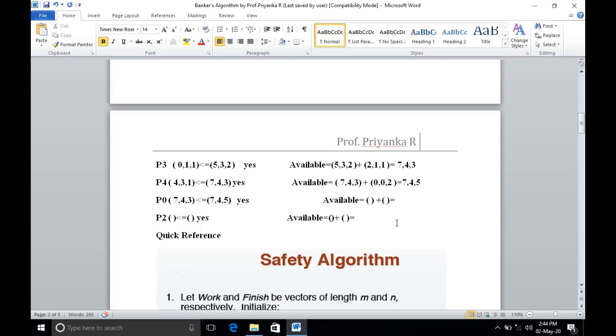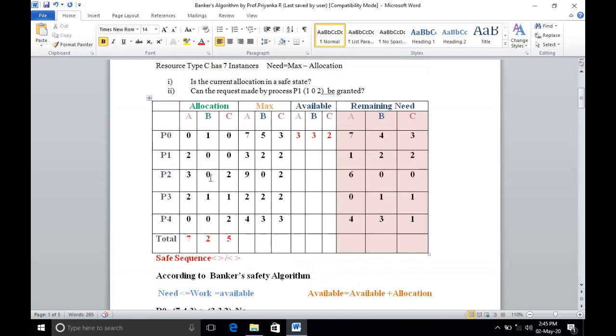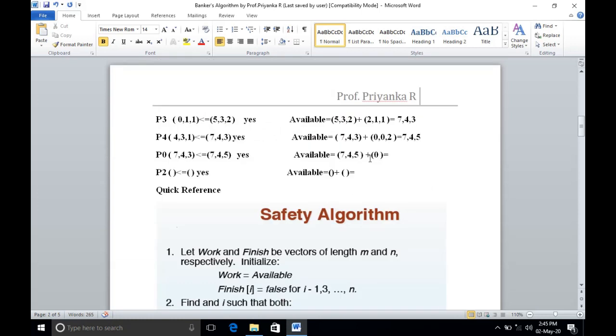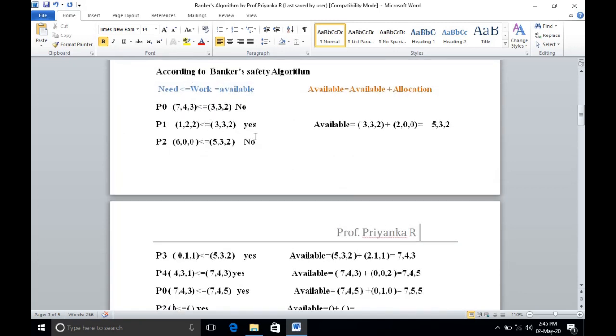So, we are going to calculate our new available, which is the current available, 7, 4 and 5, plus the allocation of P0. The allocation of P0 is 0, 1, 0. So we are going to add this 0, 1, 0, which will give us the new available, which is 7, 5 and 5. Yes, this is satisfied.